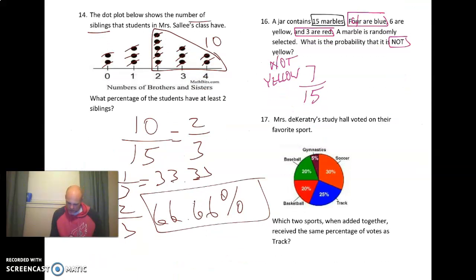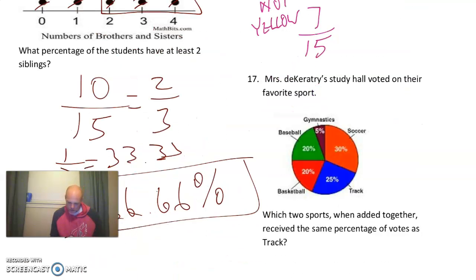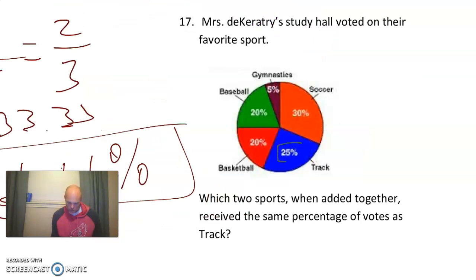All right, number 17. Mr. Carritree Study Hall voted on their favorite sport. Which two sports, when added together, received the same percentage of votes as track? So I read this problem earlier. Track is 25%. So which two sports, when added together, also equal 25%?